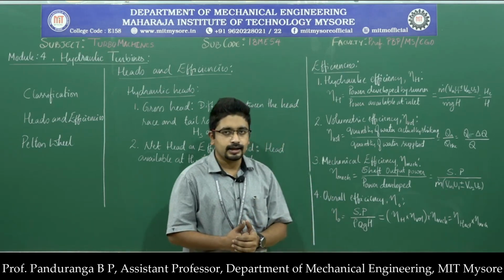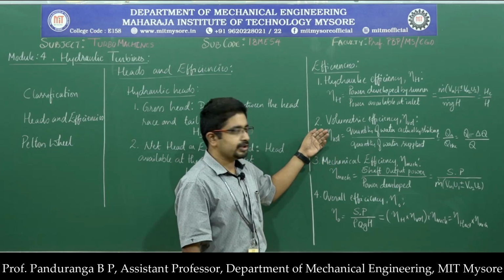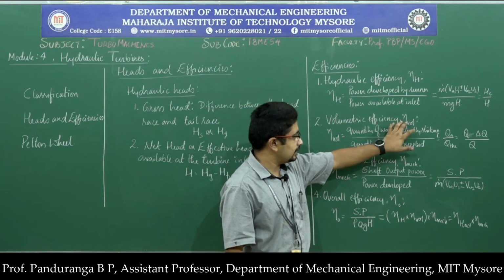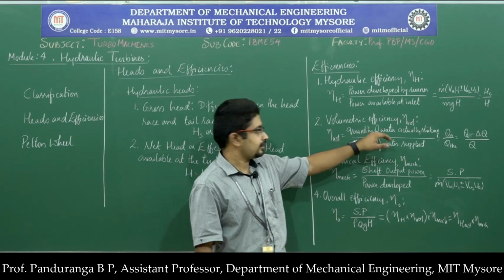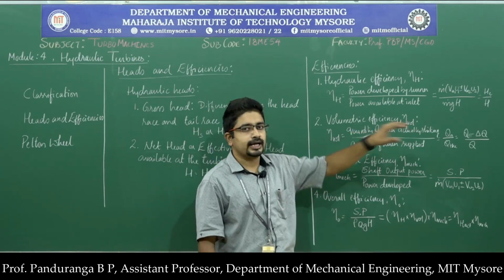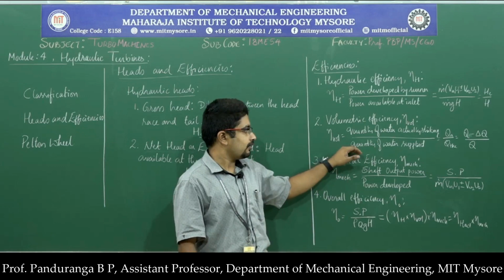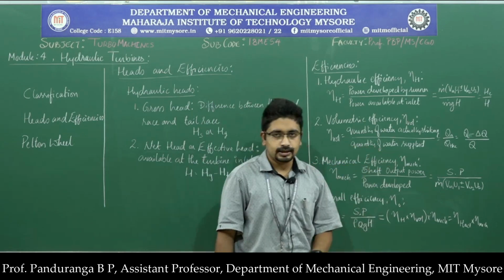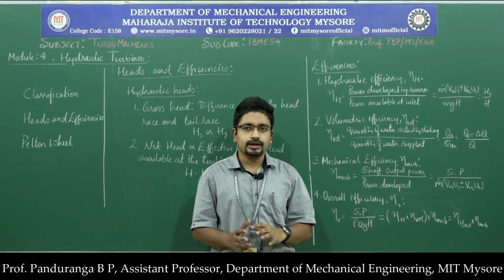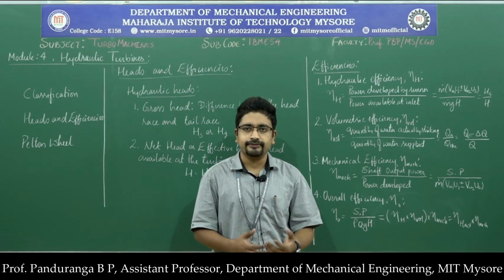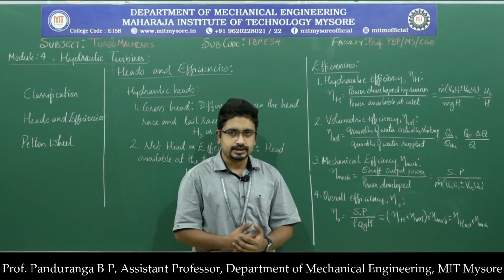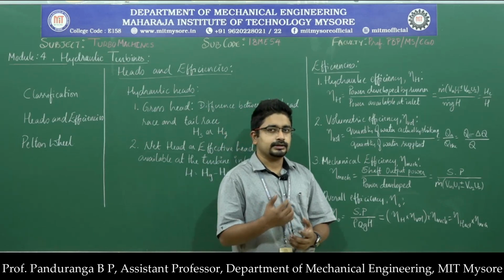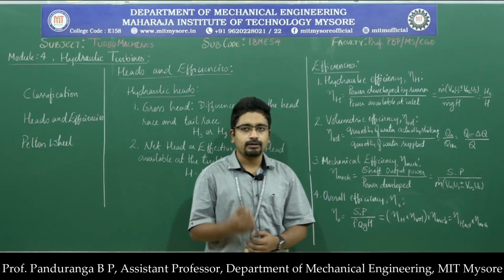Then we have the volumetric efficiency, denoted as eta vol. Here it is the ratio of the actual quantity of water striking the runner to the quantity of water supplied to the runner. In a turbine, not all the water which enters the turbine will strike the runner blades, and there will be some slippage. So we need to consider that while calculating the power output.